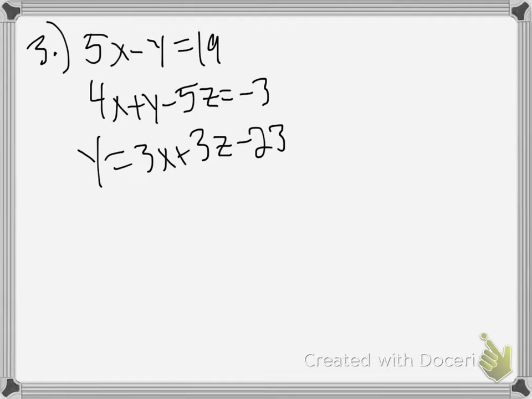Now all the examples from the notes, we did elimination to solve them. In this case, I can do substitution because one of my variables is isolated on one side of the equation. I know y equals 3x plus 3z minus 23. So in both of the first and second equations, I can replace y with the expression 3x plus 3z minus 23. So that's what I'm going to do right here.